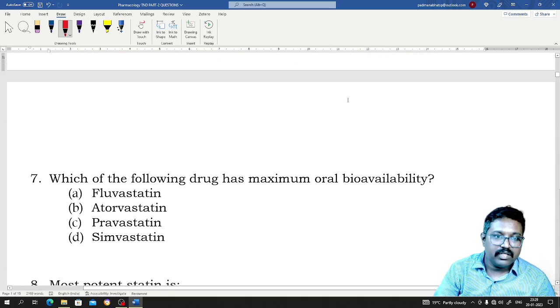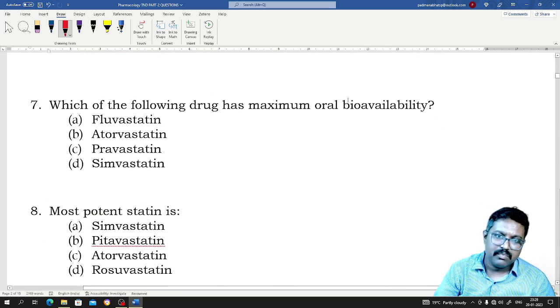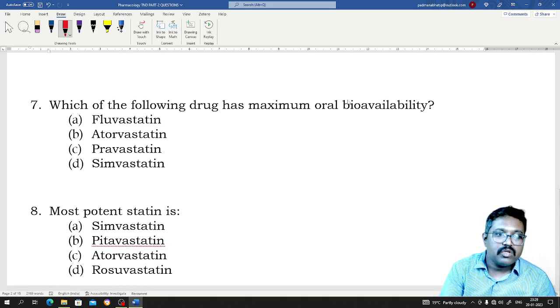So next, coming to which of the following drugs has got maximum oral bioavailability. So here among this, the maximum oral bioavailability is seen with, please remember, fluvastatin. It has got the maximum oral bioavailability.